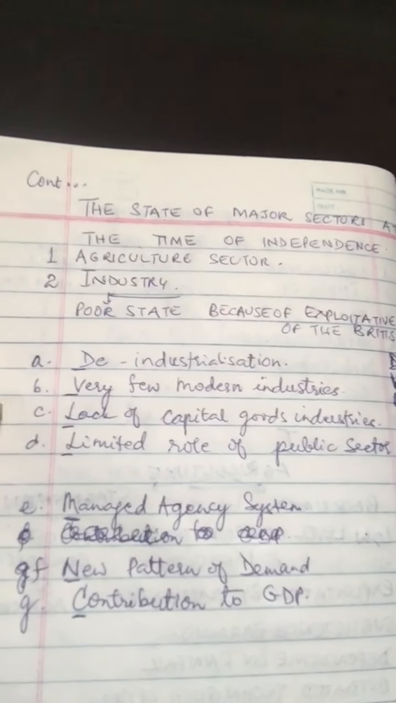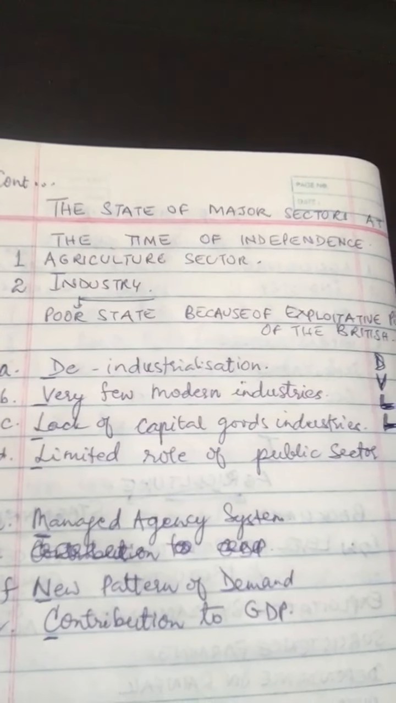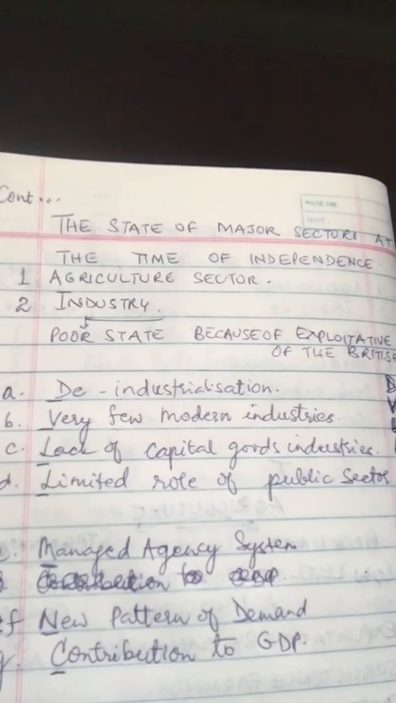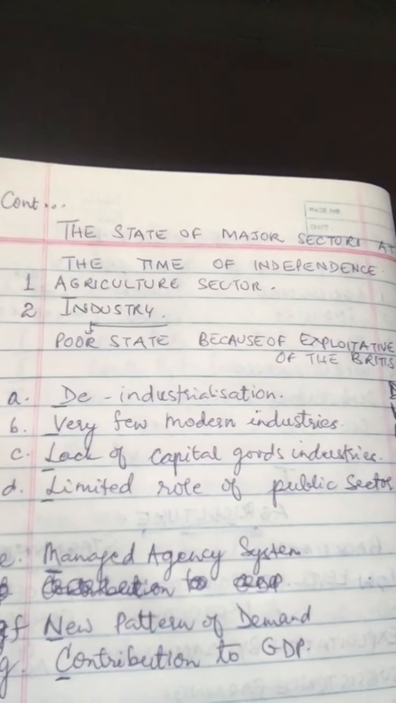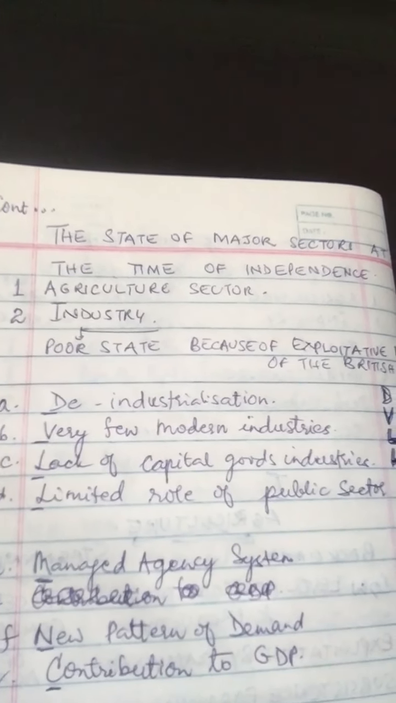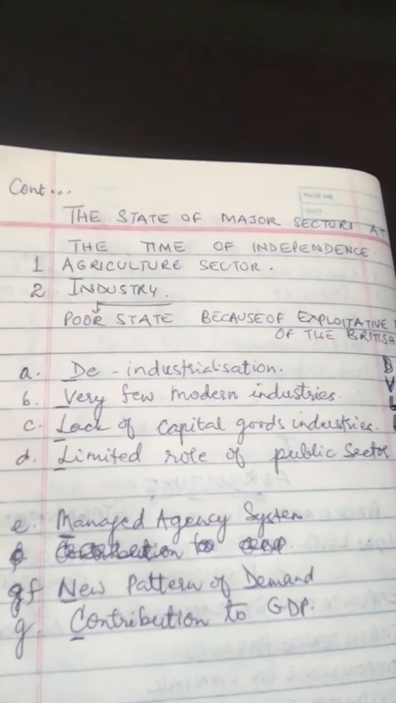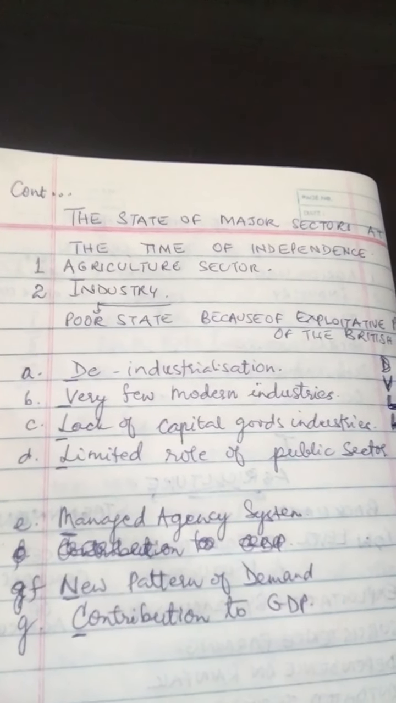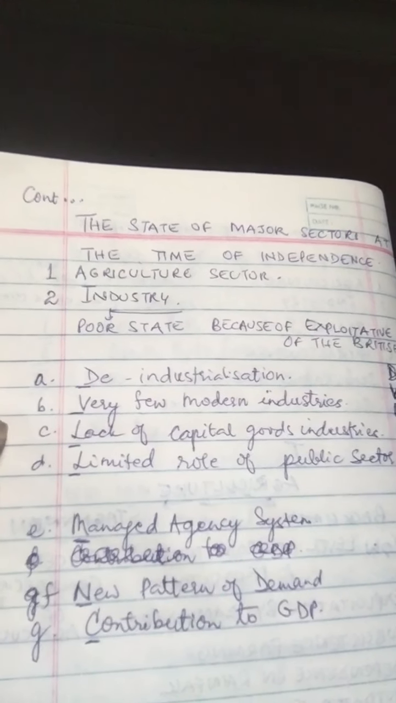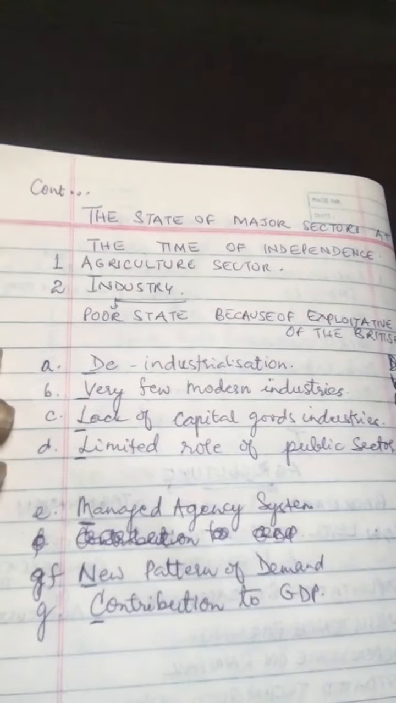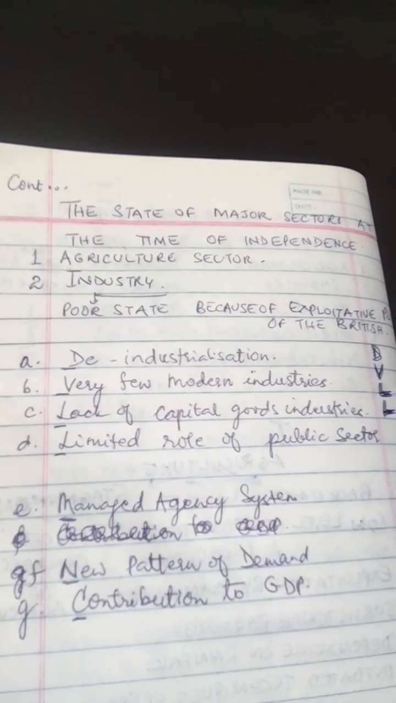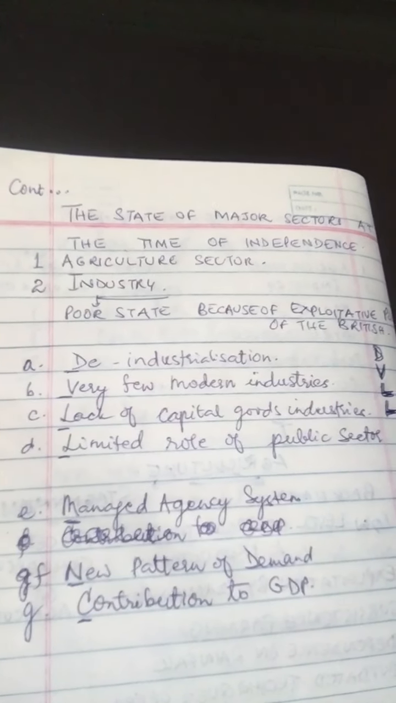So let's take the first one, deindustrialization. What is it? It's a term opposite to industrialization. It implies destroying the industrial activities in a country or a region. And the British government really did it very well. Number one, they reduced India to a status of mere exporter of important raw materials, while the finished goods came from there. Second was to convert India into a market for finished products of the same industries.